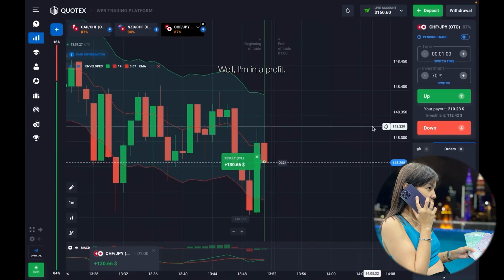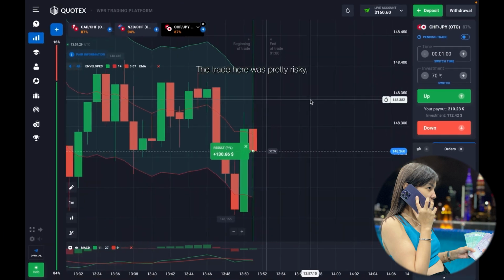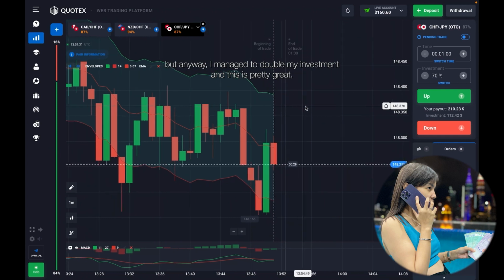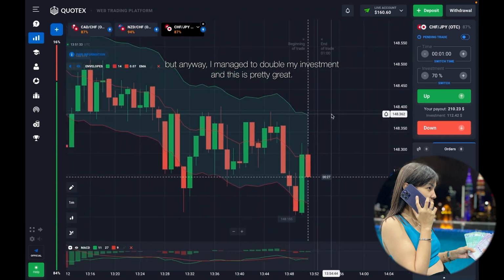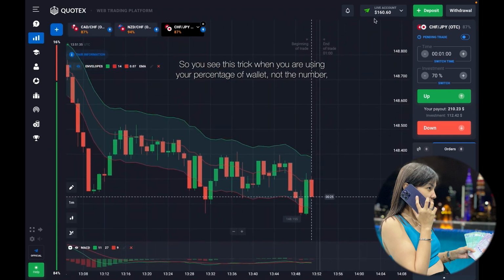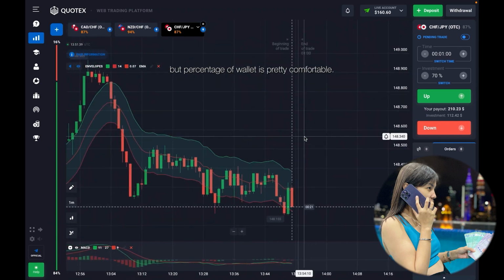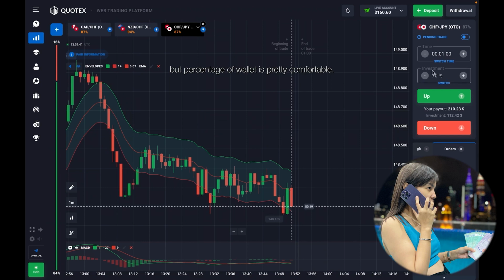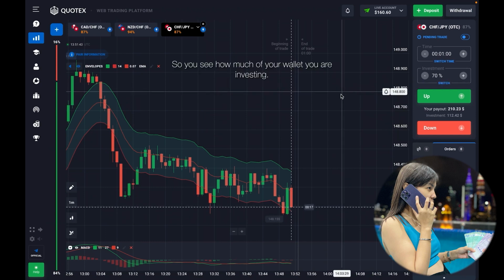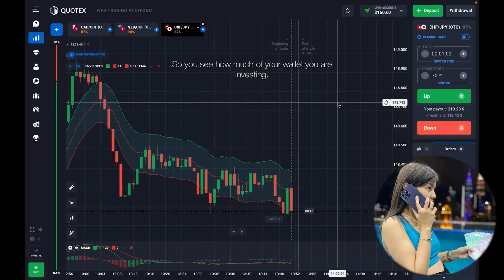So guys, amazing, I'm in profit again. The trade here was pretty risky, but anyway, I managed to double my investment, and this is pretty great. So you see, when you are using a percentage of wallet, not a number, it is pretty comfortable. You see how much of your wallet you are investing.